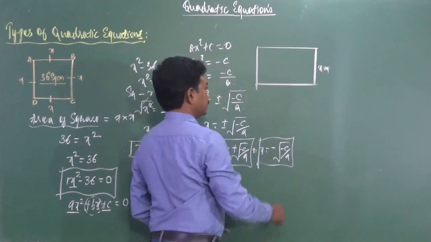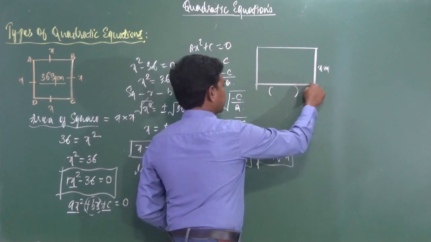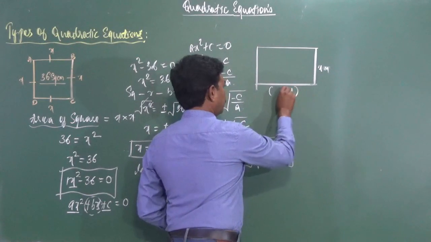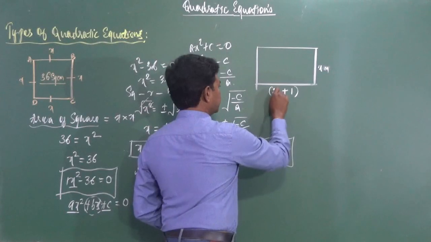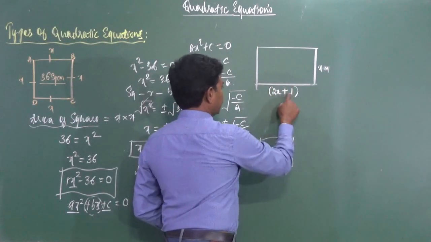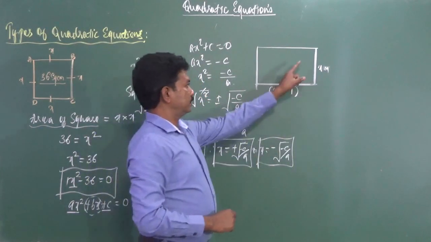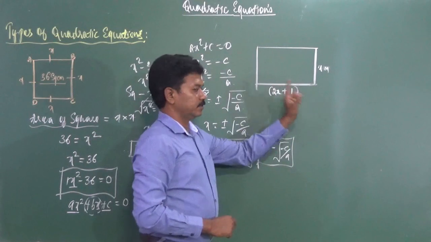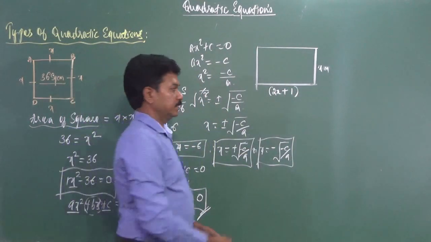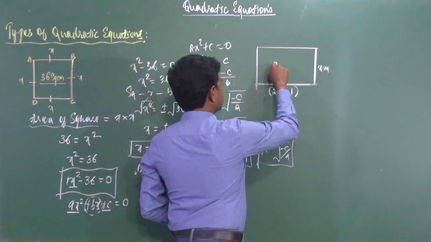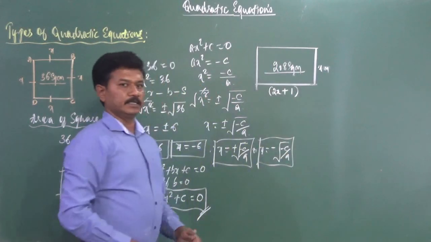Let it be x meters. So here the length will be, according to the definition, the length of the rectangular field is 1 more than twice the breadth. So I hope you got it. So this is the breadth and this is the length. The length of the rectangular field is 1 more than twice its breadth. So we have taken this, and the area is 208 square meters. So 208 square meters is its area.